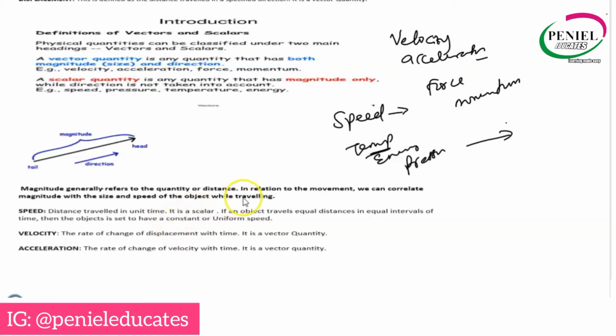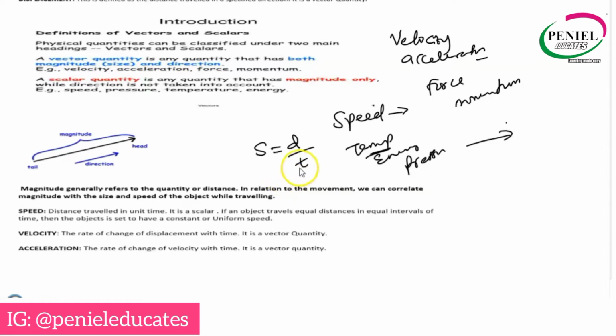If an object travels equal distance in equal intervals of time, then we say that object is said to have a constant or uniform speed. I'm still going to explain this further in the next slide. Speed is distance traveled in units of time, and it's a scalar quantity. Why is it a scalar quantity? Because the direction is not taken into account.